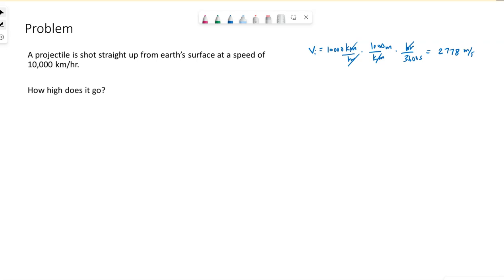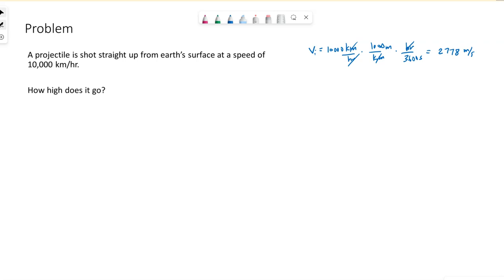So we're talking a good 6,000 miles per hour. So I would expect this projectile to go far, meaning I expect it to travel farther than the region where we can still assume the acceleration due to gravity is just 9.8.